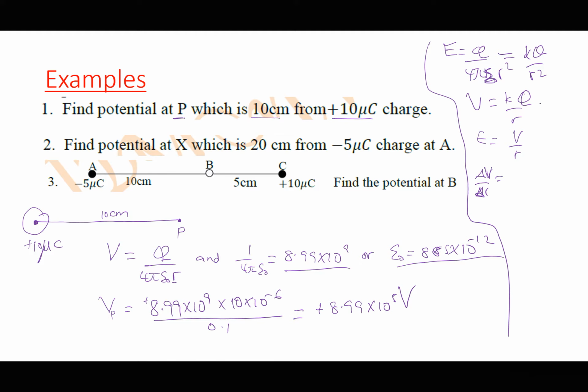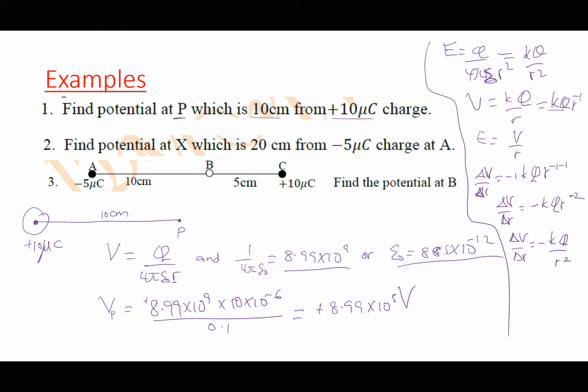dV by dr, note that this one is the same as KQ R power negative 1. So when I differentiate, KQ is a constant. The negative 1 comes in front, so it will be negative 1 times KQ R power negative 1 minus 1. That is how we differentiate for those doing math. So it means dV by dr is going to be negative KQ, but this is R power negative 2. So it means dV by dr is going to be negative KQ over R squared.